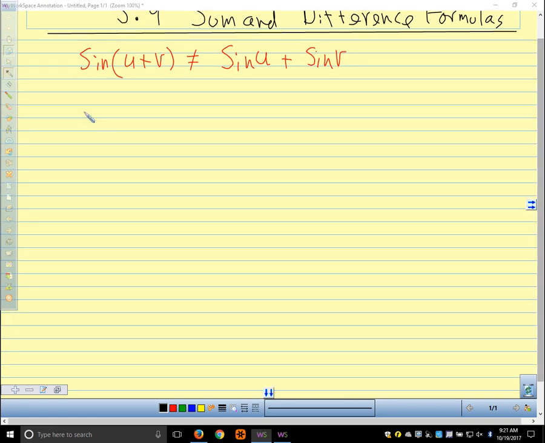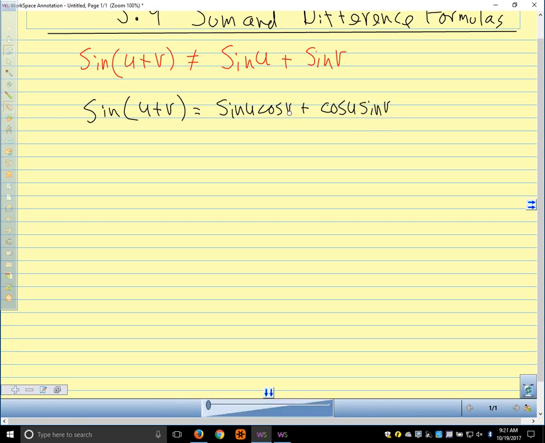So our formulas that are correct. Sine of u plus v equals sine u cosine v plus cosine u sine v. And let me try to put a little tail on my v's and a little down thing on my u's so they look different.